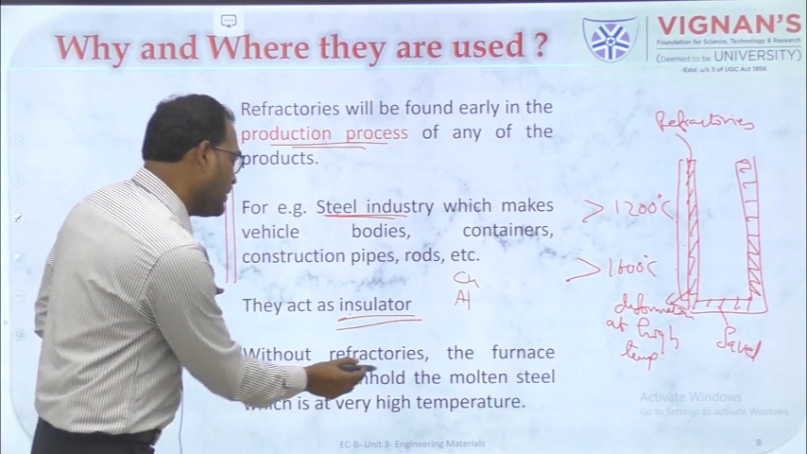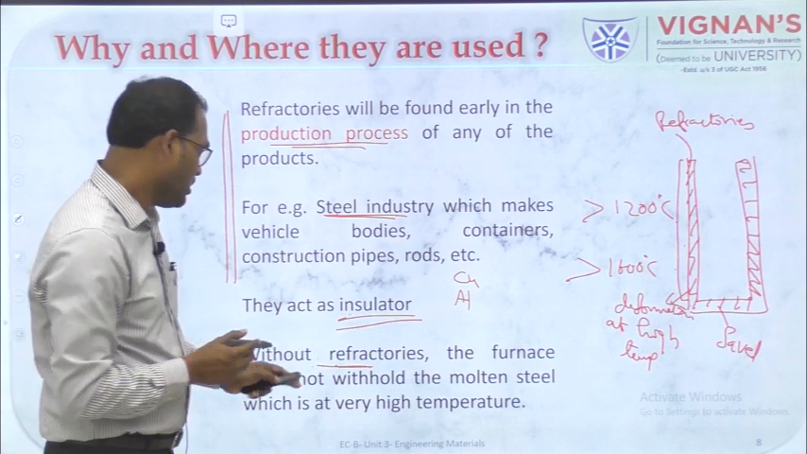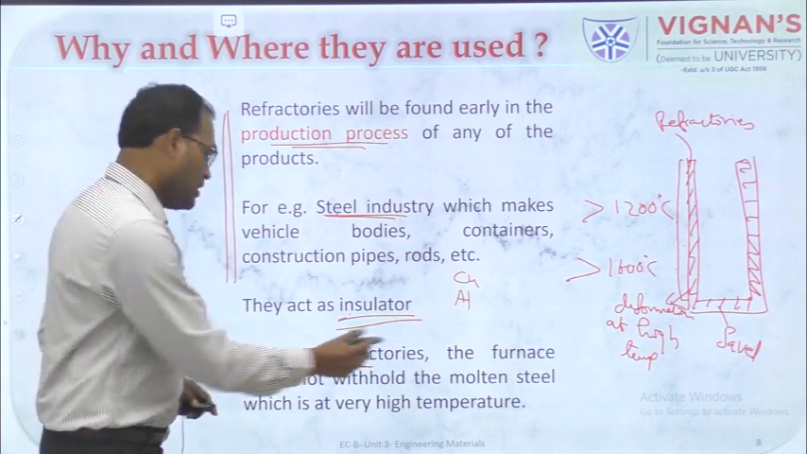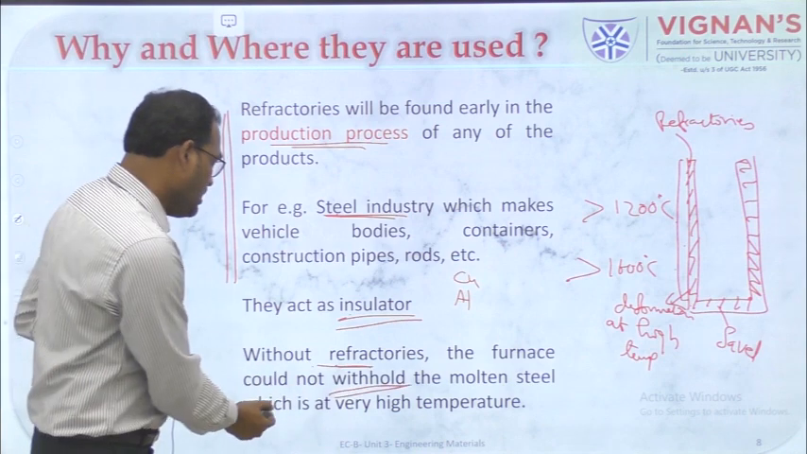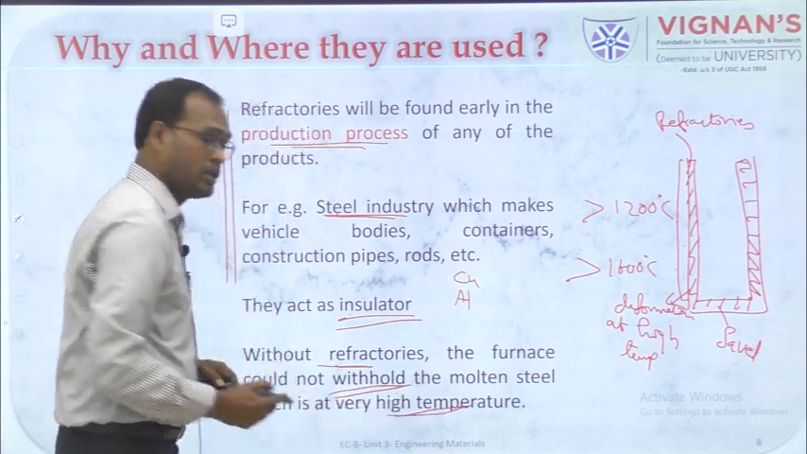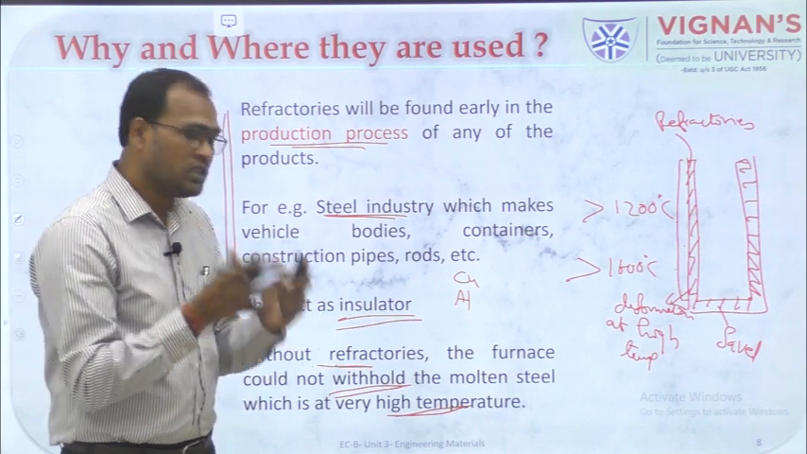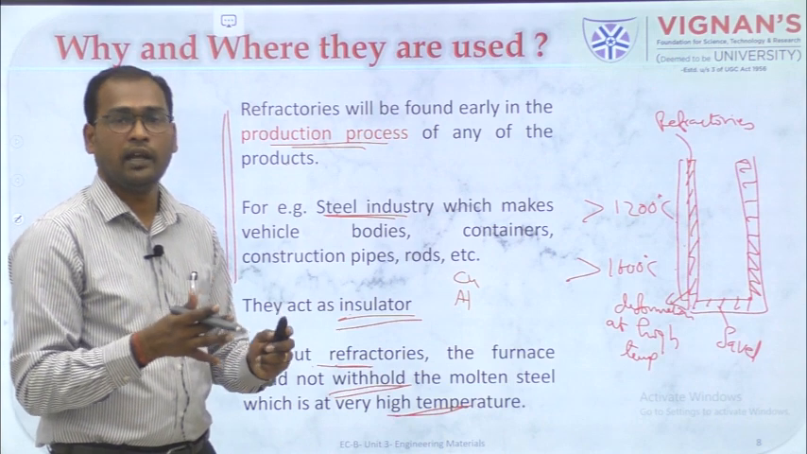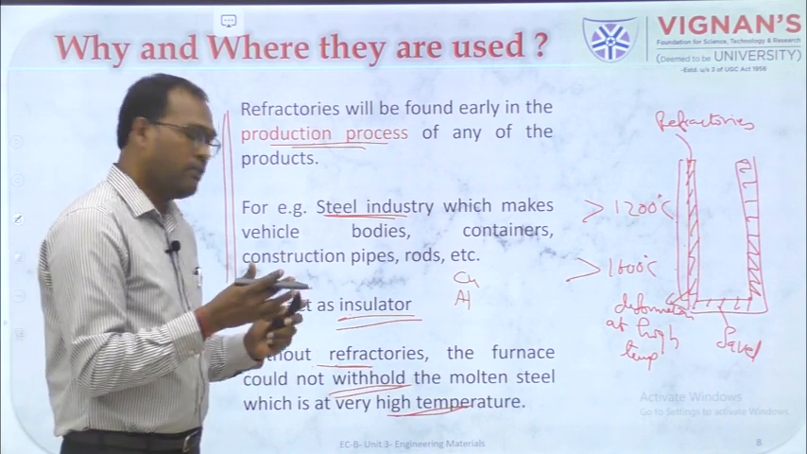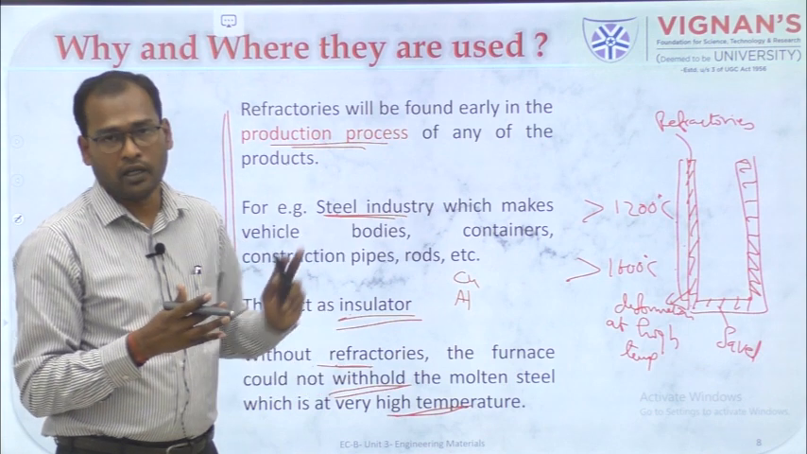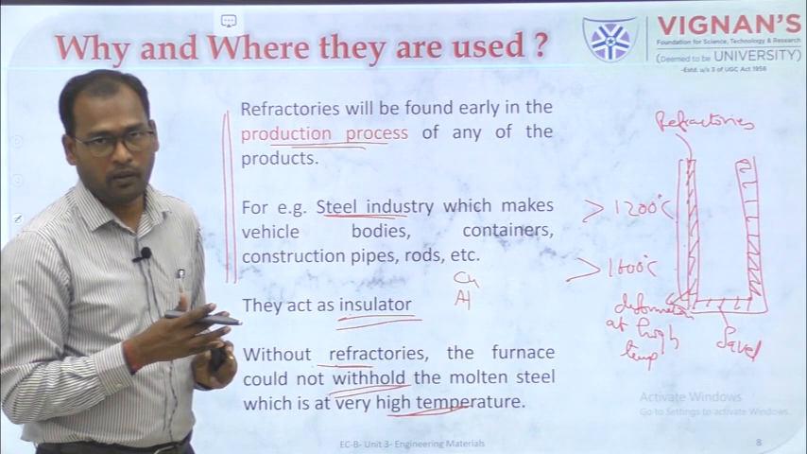And if there is no refractory in the material, as I explained here, without refractories the furnace could not withstand the molten steel which is at a very high temperature. Since the metal has been melted at a very high temperature, the slag will melt the whole furnace. To avoid this, refractories have to be used.